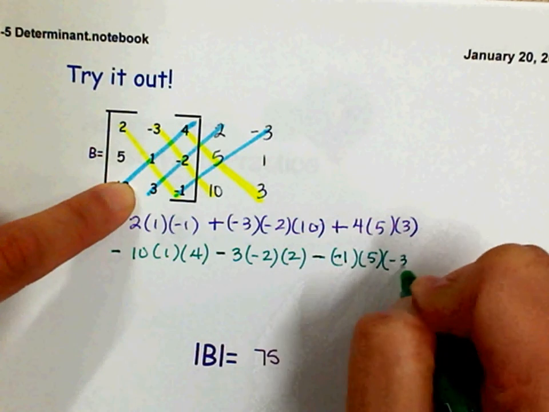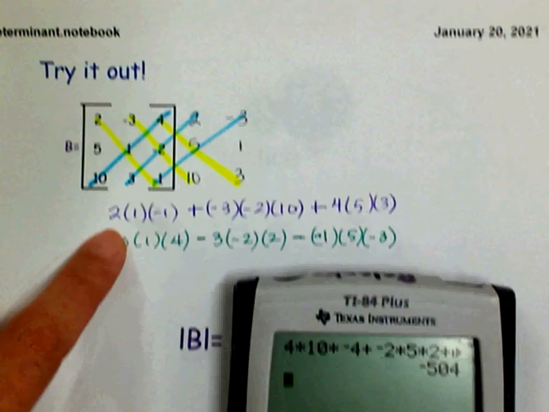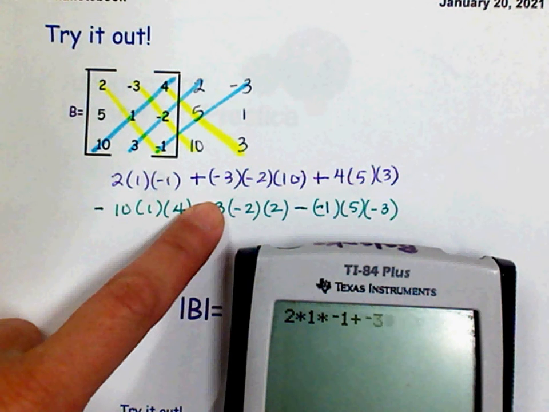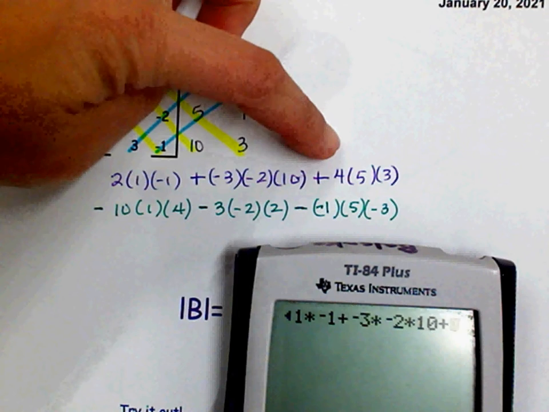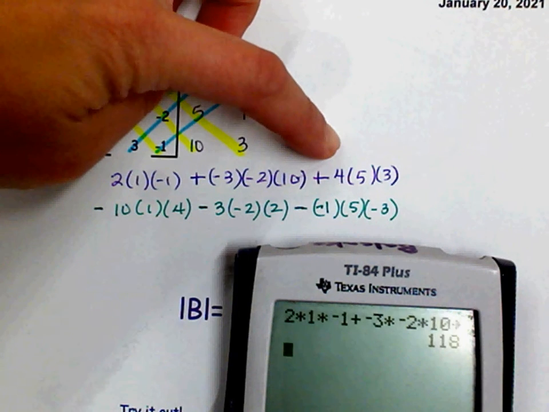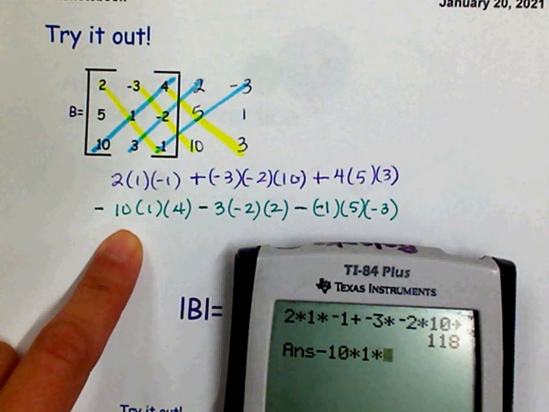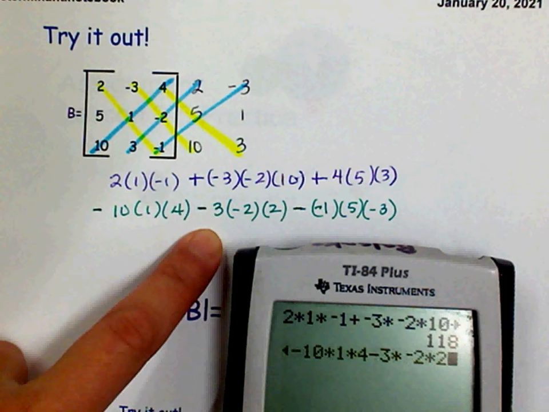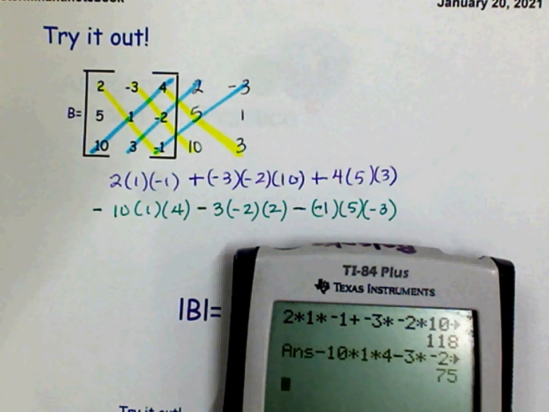And you will type all that in just like you see it, okay? Let me clear that. 2 times negative 1 times negative 1 plus negative 3 times negative 2 times 10 plus 4 times 5 times 3. Okay, you can push equal if you want, minus, or you can keep going. 10 times 1 times 4 minus 3 times negative 2 times 2 minus negative 1 times 5 times negative 3. So your determinant came out to be 75.